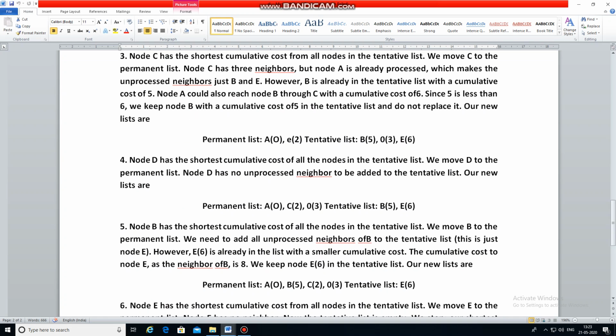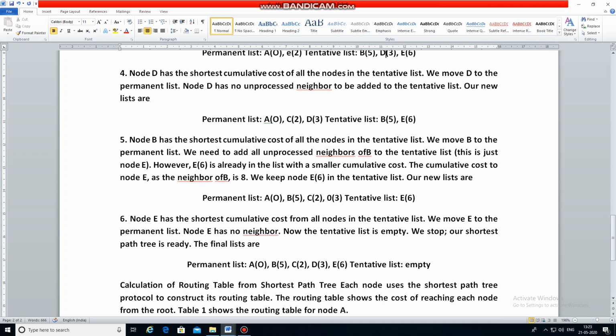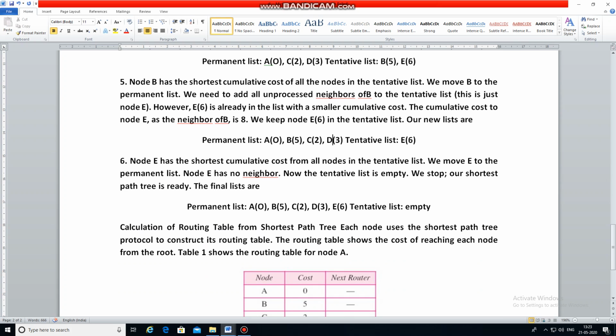Now I move D to the permanent list. Now the permanent list is expanding. You can see that this is D, right? And the cost is 3, right? Now in tentative list we are left with only B and E. Now we add B to this permanent list. So permanent list is A, B, C, D, and we are left with E. Now lastly we add this E.